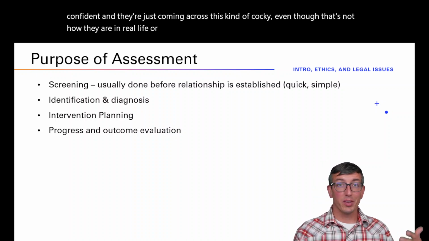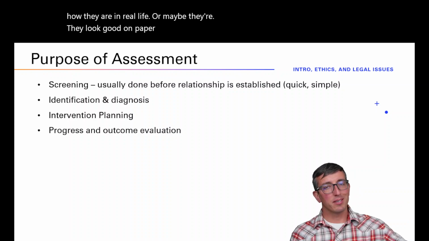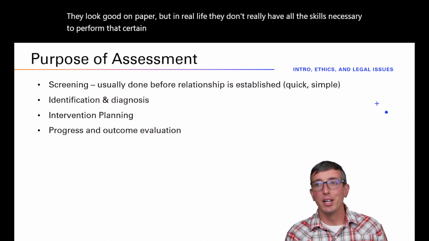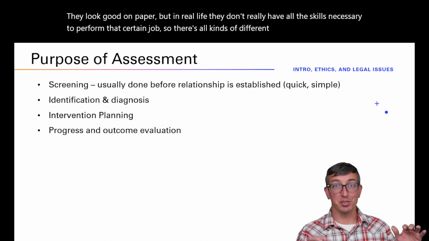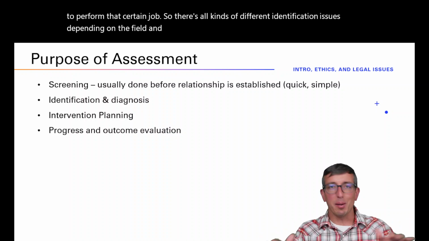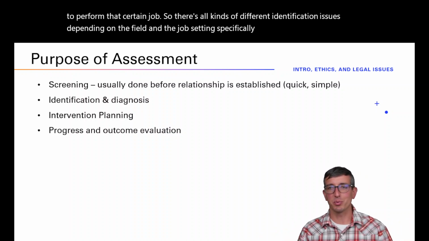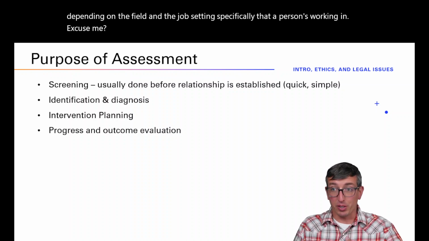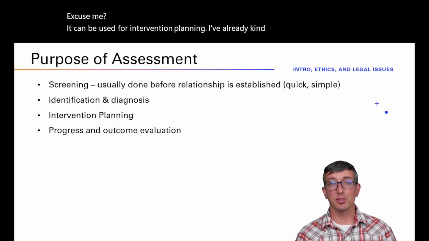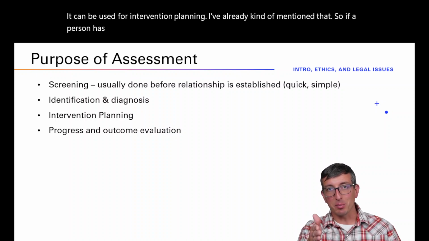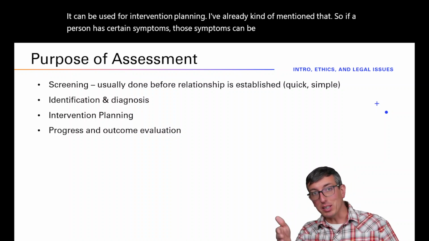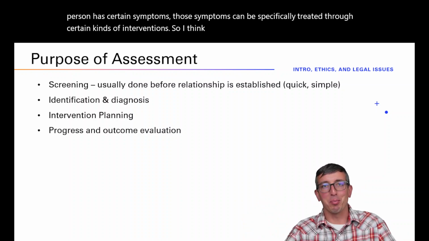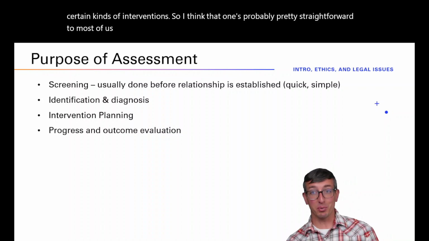Or maybe they look good on paper, but in real life, they don't really have all the skills necessary to perform that certain job. So there's all kinds of different identification issues depending on the field and the job setting specifically that a person's working in. It can be used for intervention planning. I've already kind of mentioned that. So if a person has certain symptoms, those symptoms can be specifically treated through certain kinds of interventions. I think that one's probably pretty straightforward to most of us, but it's worth noting.